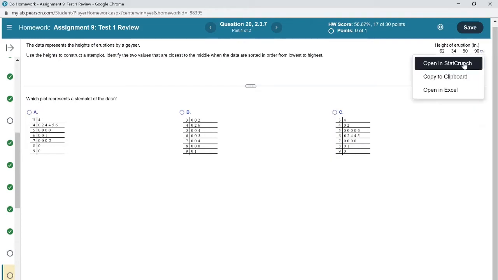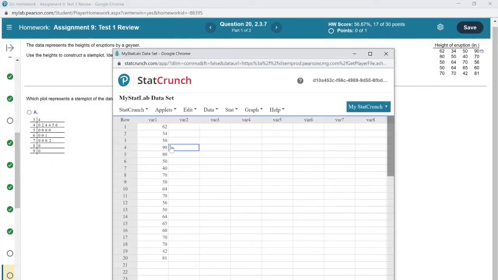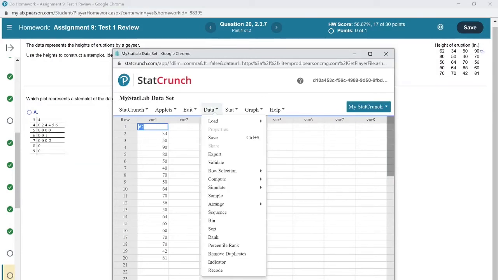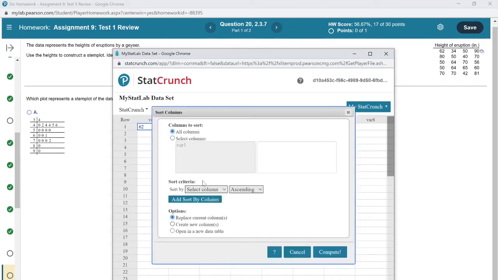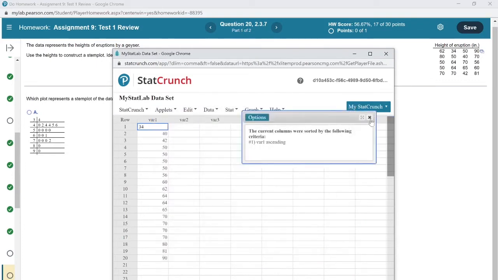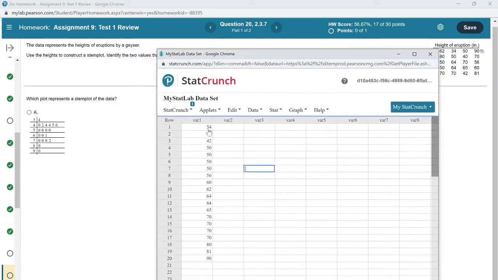So if I copy this data here in StatCrunch or in Excel, the good thing about StatCrunch or Excel is I can sort this data. If you use StatCrunch, you go to Data and then there is a Sort, and here we are sorting the first column, variable 1, and we can just compute it, and now it's sorted data. So now if you try to create the stem plot, on the left side there should be 3, on the right side there should be 4. So 3, 4, yes, first one looks 3, 4, and then 4, 0, 4, 2.